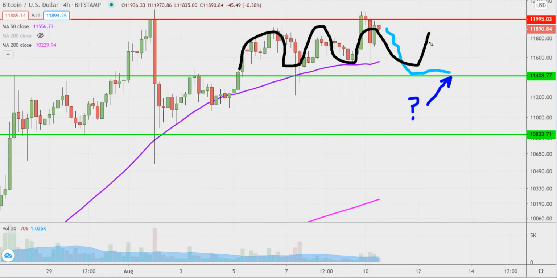Sure, it'd be much more exciting if the price is up above 12,000, but if the price does pull back a little bit, as long as it's above 11,400, I would still consider that a perfectly healthy consolidation. So that'll be the one level of support.